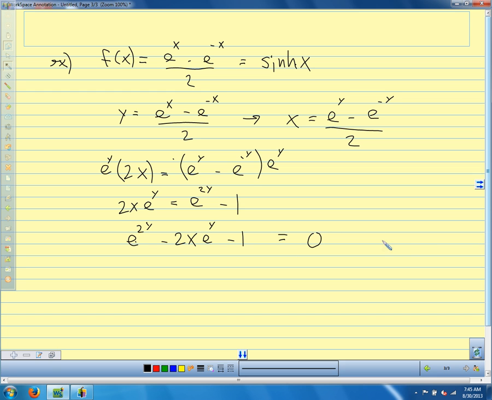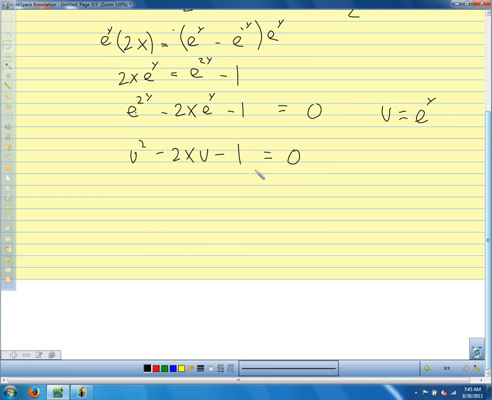If I say u equals e to the y, I'm going to make a substitution. I have u squared minus 2x u minus 1 equals 0. And I just have a quadratic trinomial, and I can apply the quadratic formula. I'm not going to go through the steps, but everybody see now that we can plug this into the quadratic formula.